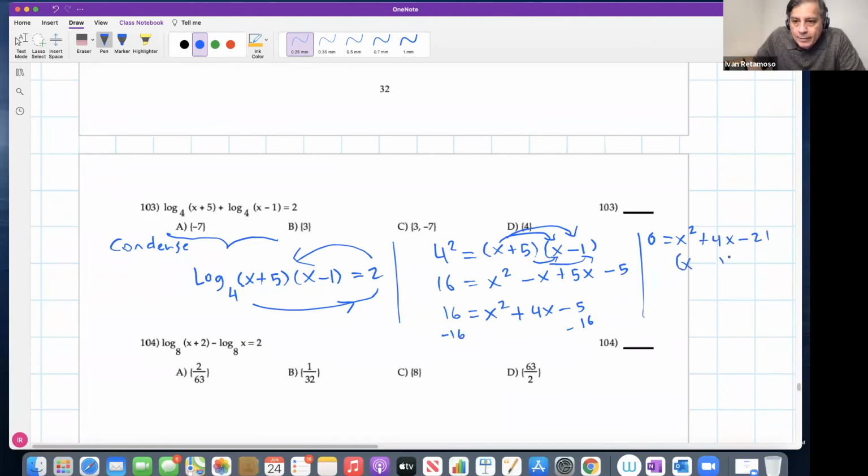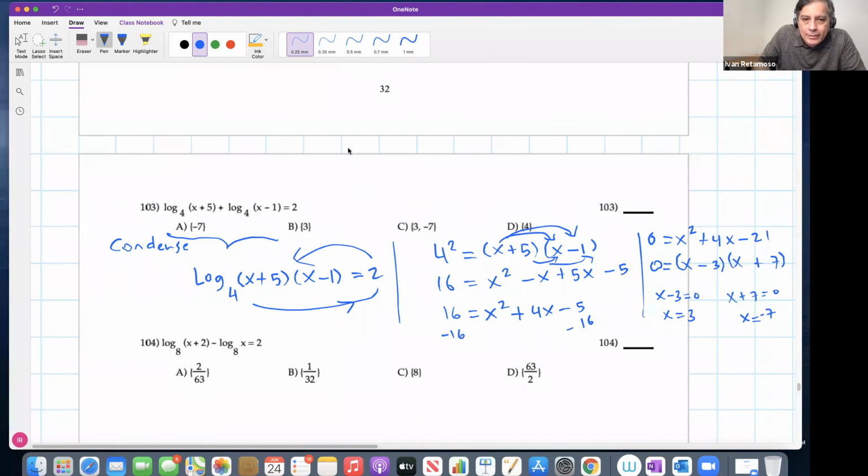Factoring, 7 and 3 are the numbers, right? Minus 3 plus 7, so that the sum is 4. From here, you get these two candidates, right? x equals 3, and x plus 7 gives x equals minus 7. These are candidates you must test, right?